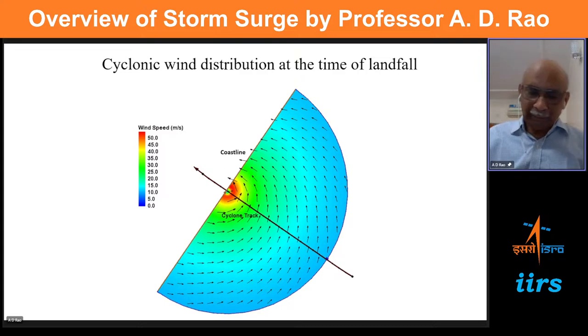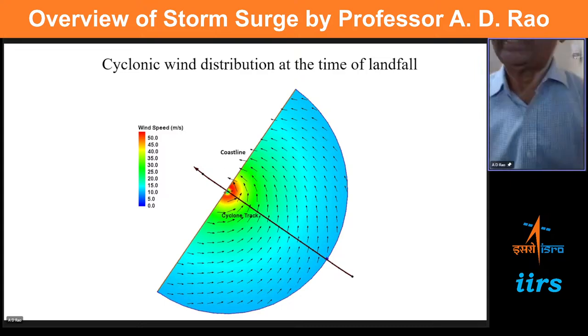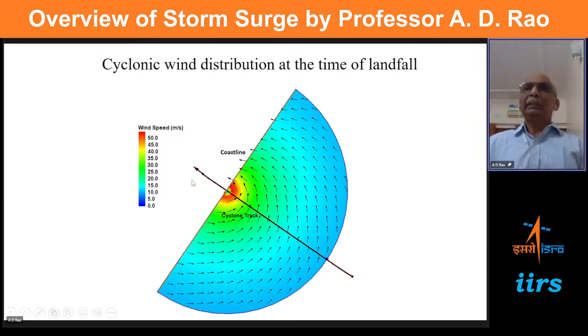So this is a typical wind pattern in any cyclone. Suppose this is the track of the cyclone. This is a very idealized situation, a pictorial representation of cyclonic winds in any cyclone. Suppose this red line is the coastline, and the black line is the track of the cyclone. Then you always get two kinds of winds. On the right side, you have onshore winds. On the left side, you have offshore winds.